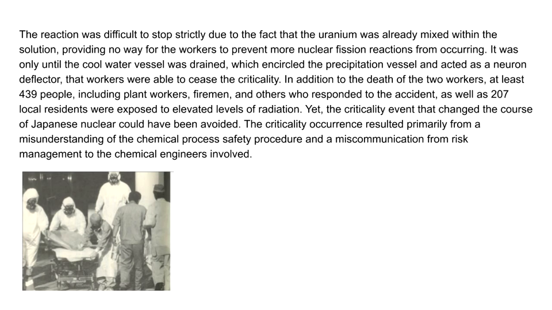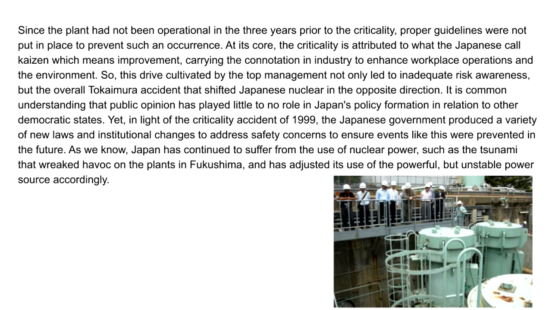In addition to the death of the 2 workers, at least 439 people, including plant workers, firemen, and others who responded to the accident, as well as 207 local residents, were exposed to elevated levels of radiation. Yet the criticality event that changed the course of Japan's nuclear history could have been avoided. The criticality's occurrence resulted primarily from misunderstanding the chemical processes and safety procedures, and a miscommunication from risk management to the chemical engineers involved. Since the plant had not been operational in the 3 years prior to the criticality, proper guidelines were not put in place to prevent such an occurrence.